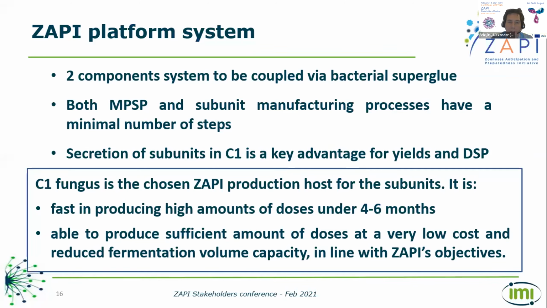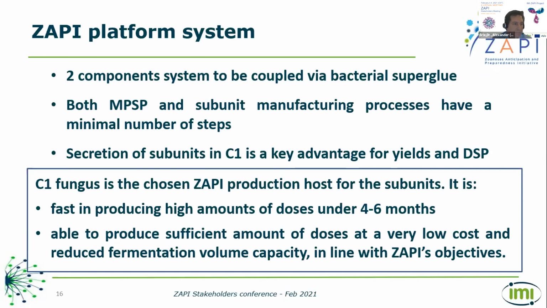One slide about basically the conclusion of the evaluation of the upstream and downstream production platforms. Of course, we have the 2 components as described that can be coupled via the bacterial superglue. We have different processes for the MPSP but also for the subunit manufacture. They have, as far as we are concerned, a minimal number of steps. We are still evaluating if we can reduce those further in the example of the spike catcher aldolase.